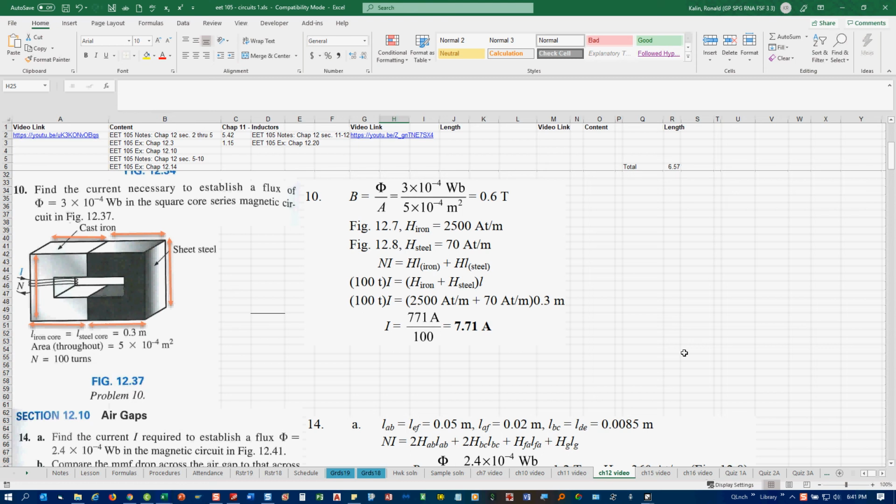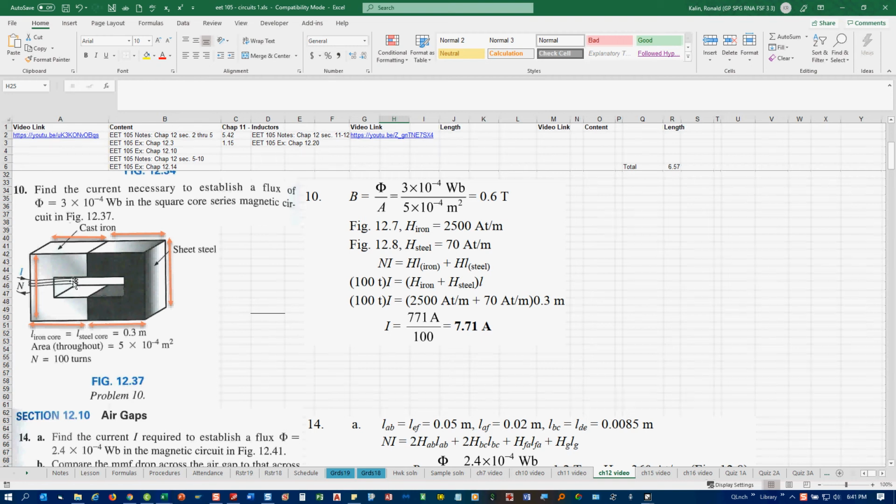EET105, Chapter 12, Problem 10. Find the current necessary to establish a flux of 3 times 10 to the negative fourth Webers in the square core series magnetic circuit. Okay, so here's what makes this a series magnetic circuit.